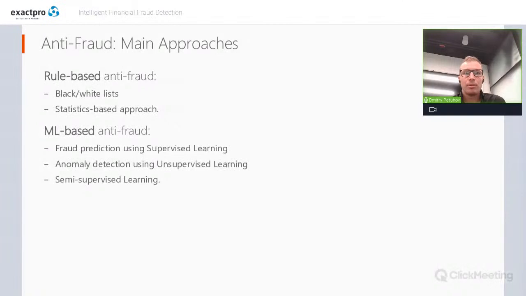The second direction is anomaly detection. And now we use an unmarked dataset, or dataset without fraud labels. And there are two goals potentially achieved.